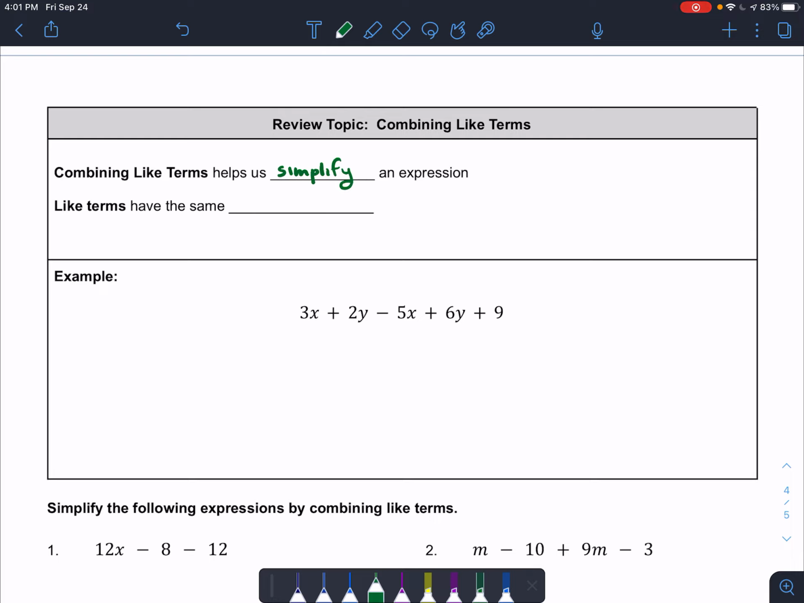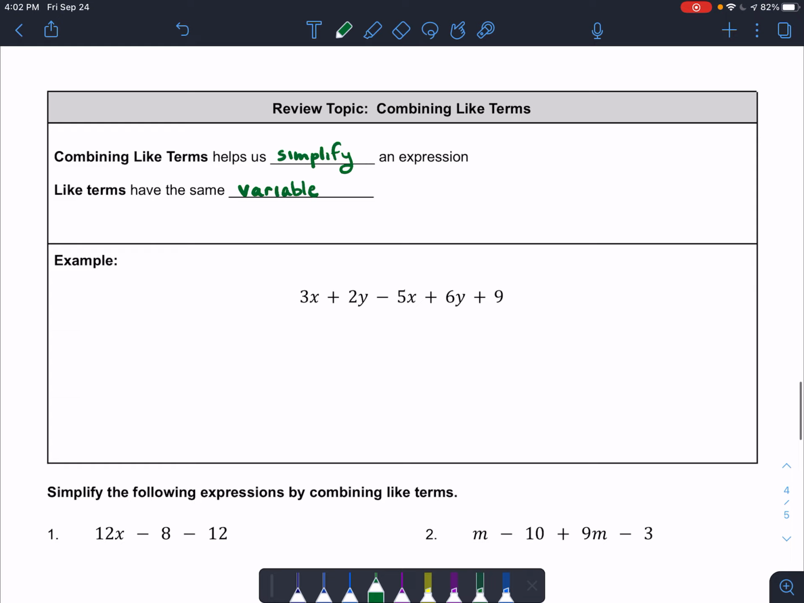Well, Mr. Ravens, what is this idea like terms? I've never heard that before. Like terms are terms that have the same variable. And the idea is when there's multiple terms that have the same variable, you can think about a couple of things or a few things as one combined idea. So let's do at least one example, maybe two. We're going to see how we're doing time-wise.